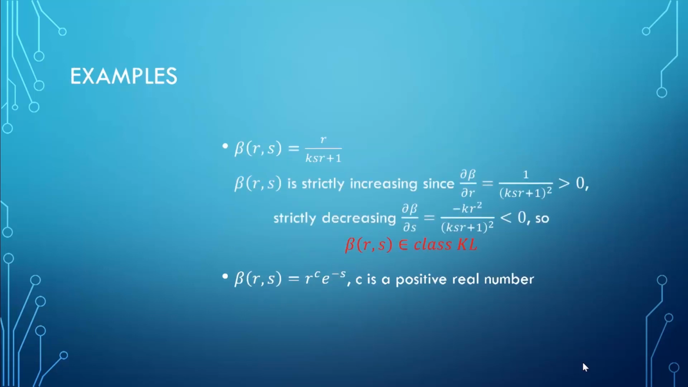So for example, the first one is you fix s, okay, and you take the partial with respect to r, and you find that it's always positive, which means beta increases with respect to r, right? And the second condition is you fix r and take the partial with respect to s and find it's decreasing. Then it belongs to class KL. So again, you can check this function, following the same procedure, and you find it's also a class KL function. Okay.